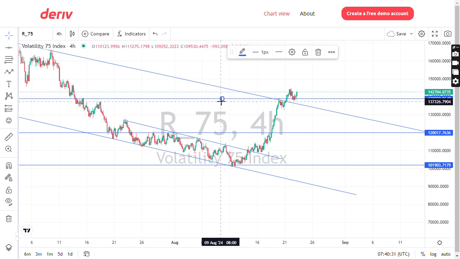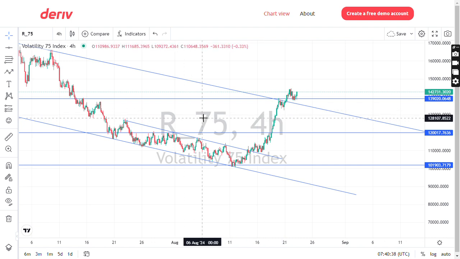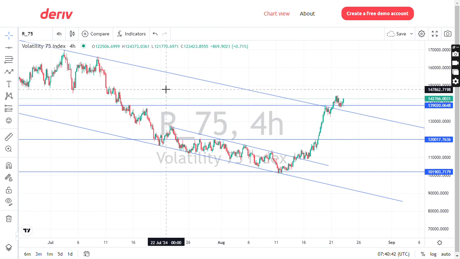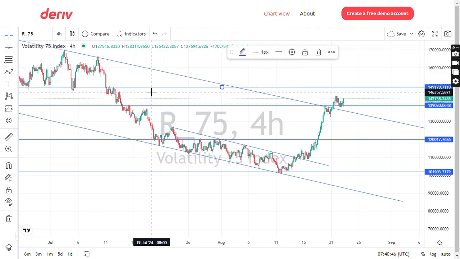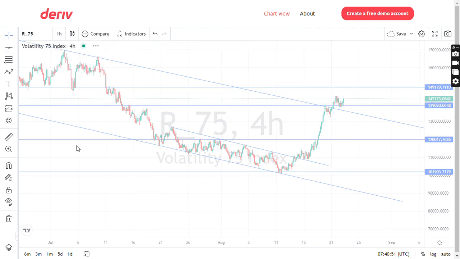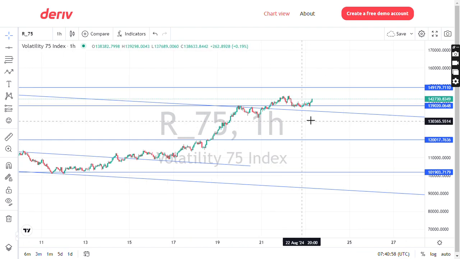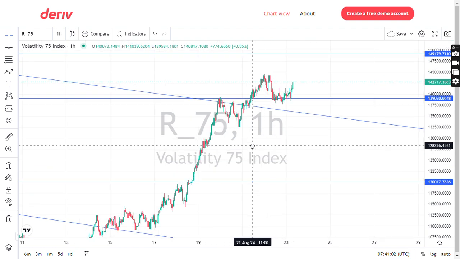Okay, can we mark this as a level? Nah. Okay, those are our levels, and this would be our targets. Let's jump into the 1 hour time frame. Okay, on the 1 hour time frame, we see that we have been going bullish, we have been going up.